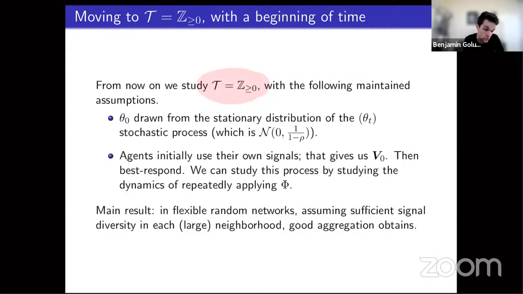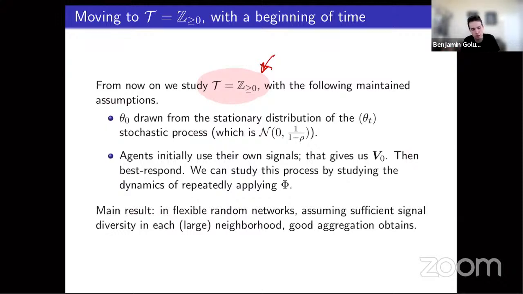I also want to demonstrate that the model does make predictions if you don't believe in this universe that never started, okay? So here, theta zero, the initial state, is drawn from the stationary distribution of the state process. Agents initially use their own signals. That gives rise to an initial variance-covariance structure, and then everybody best responds to what was going on yesterday, much like Smith and Sorensen. That's the exact same pattern you have in any social learning paper, BHW.